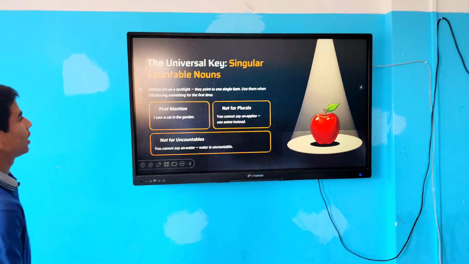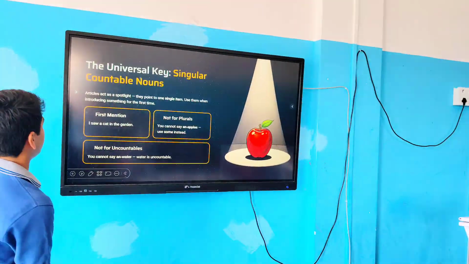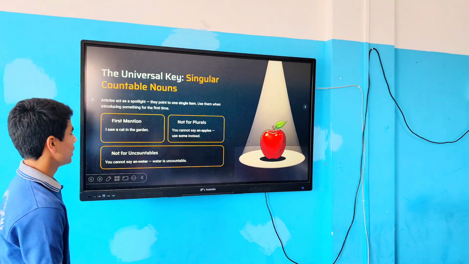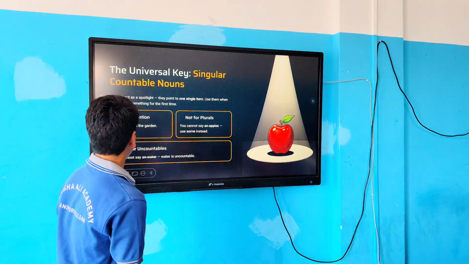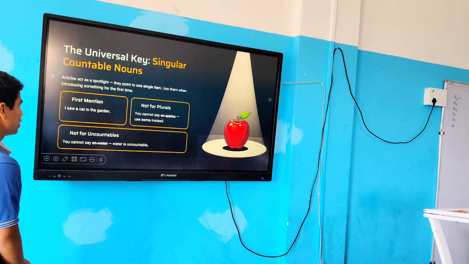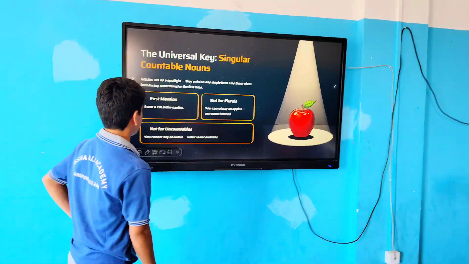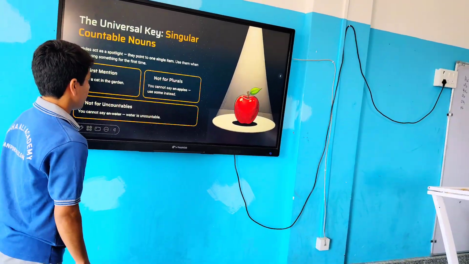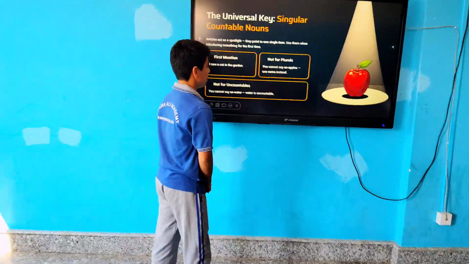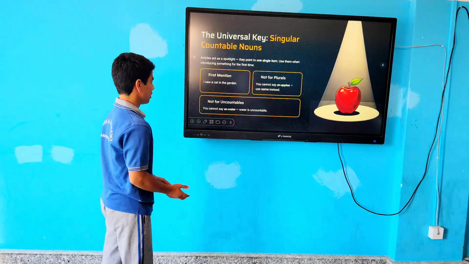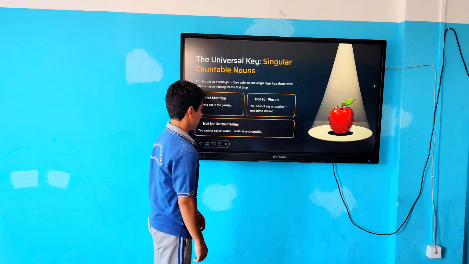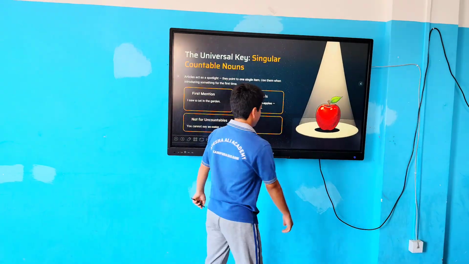The universal key: singular countable nouns. Articles act as a spotlight. They point to one single item. Use them when introducing something for the first time, the first mention. I saw a cat in the garden. Not for plurals. You cannot say an apples. Use some instead. Some apples. Not for uncountables. You cannot say a water. Water is uncountable.